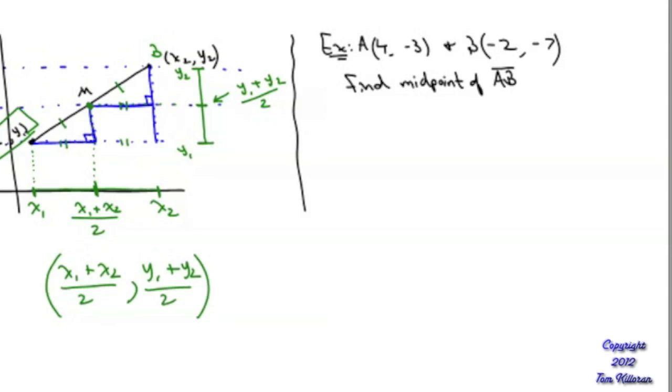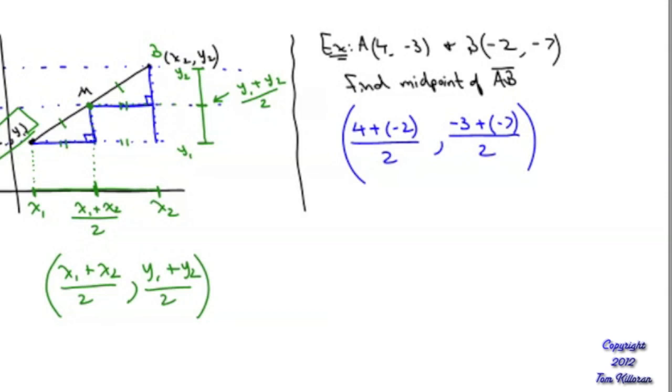All right, if I'm going to average the x's together, what am I adding? 4 plus -2, because if you're going to add, you're going to literally add. You add the two x coordinates and divide by 2. And then over here, you average the y's. So you add your two y coordinates, which are -3 and -7, and divide by 2.